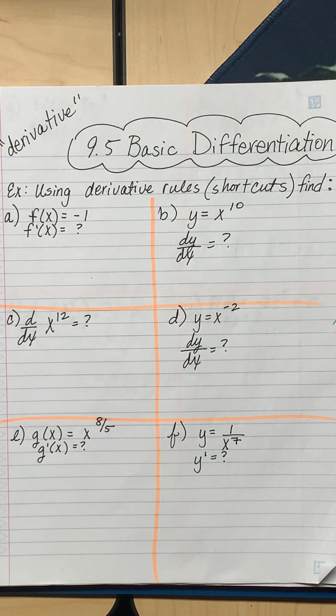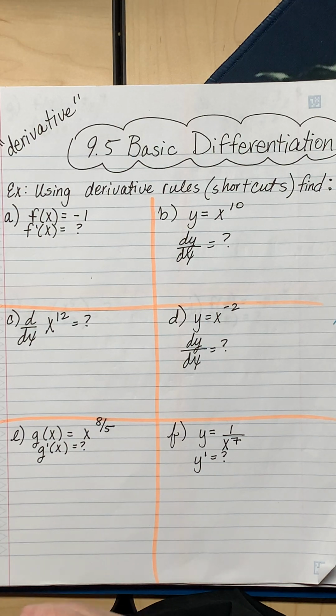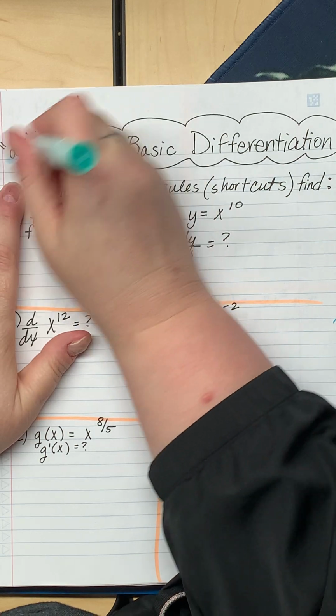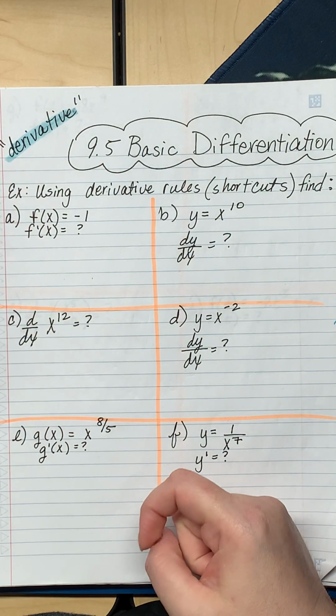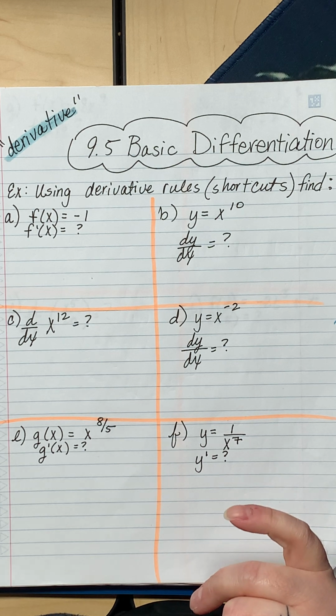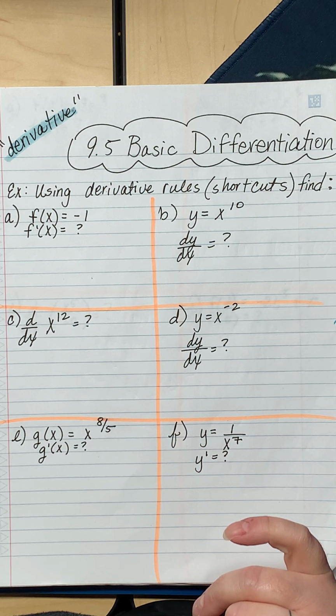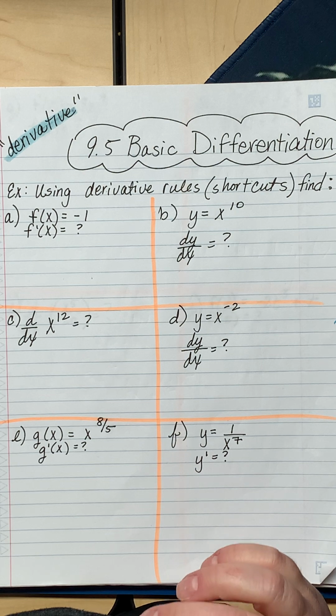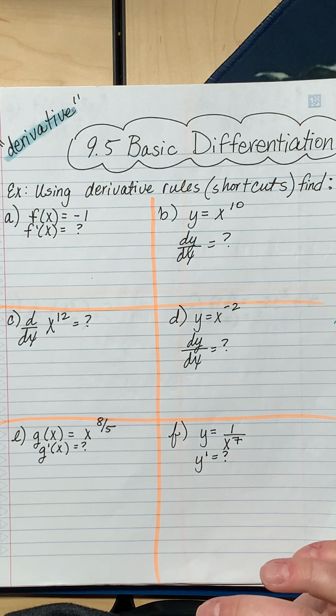This is for section 9.5. In section 9.5, we finally get to start using some shortcuts to find the derivative. And remember, when I say derivative, that's just another word for slope, average rate of change, instantaneous change, velocity, blah, blah, blah. So derivative is just another way to find slope.